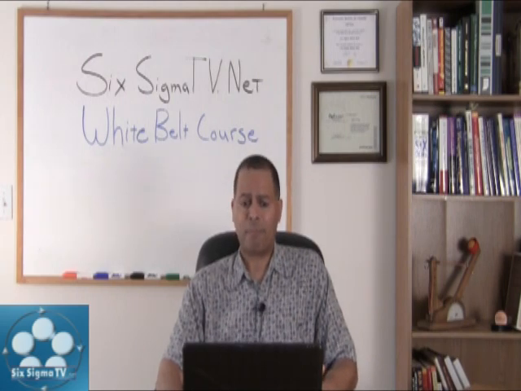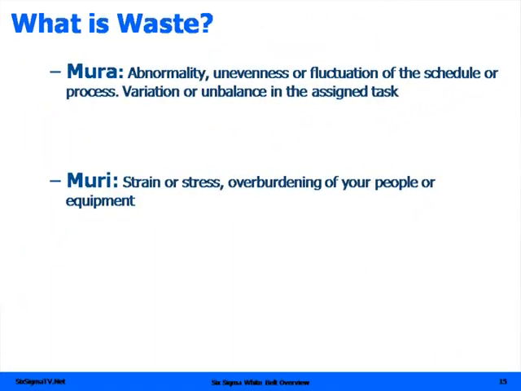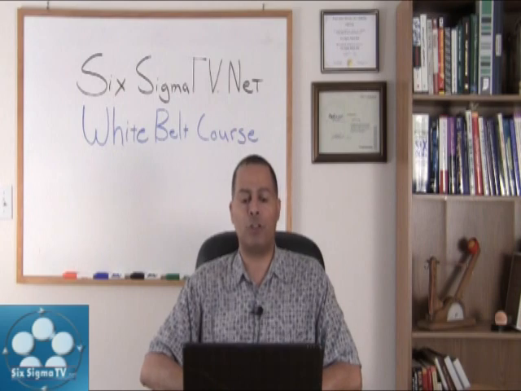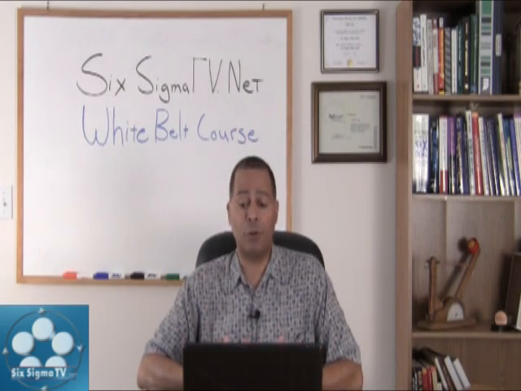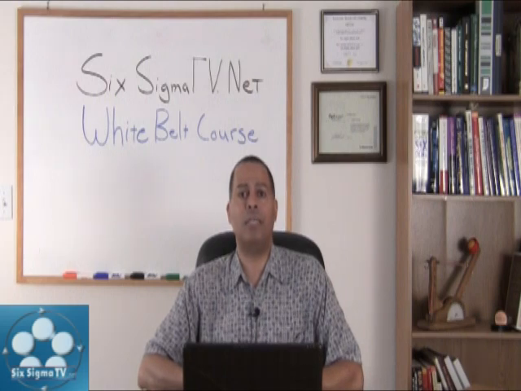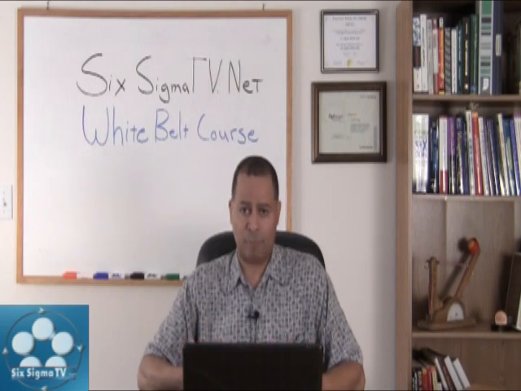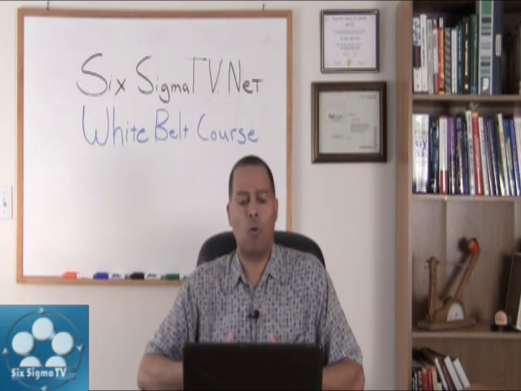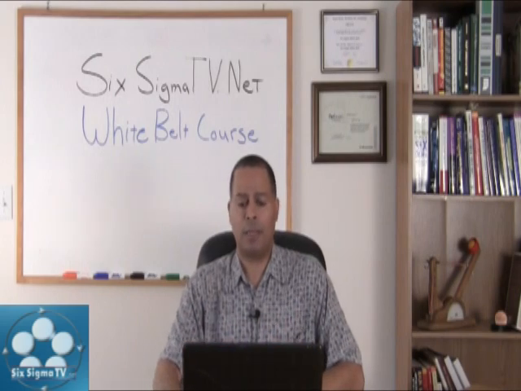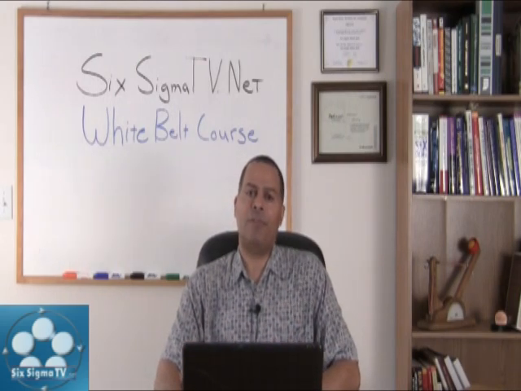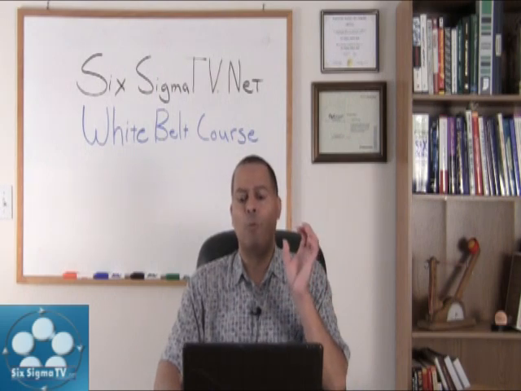Now, Mura is what's known as an abnormality or an unevenness or a fluctuation of the schedule of the process. Variation and unbalance in your daily task. Could be bottlenecks and those types of things and the uneven and unbalanced workflow. And the next one is Muri, strain or stress or an overburden of your people or your equipment. Are you pushing things too hard? You're driving a forklift and it only should hold 3,000 pounds or less and you've put 5,000 pounds on it. Why are you doing that? That's adding strain or stress to your equipment. That's called Muri.